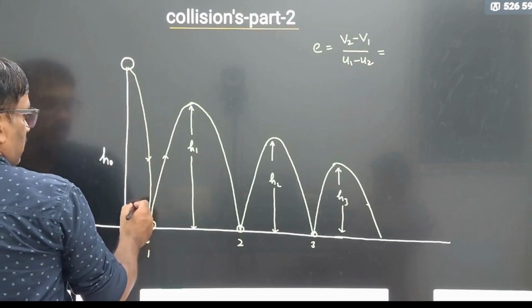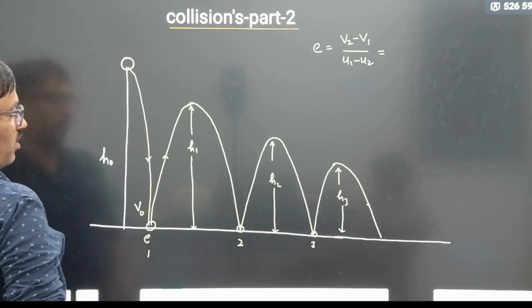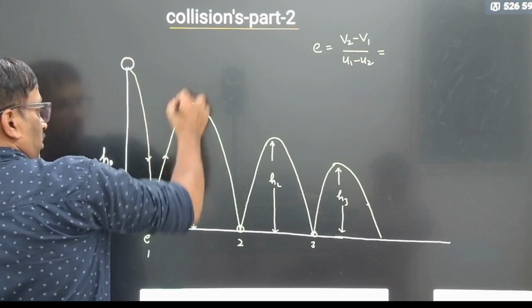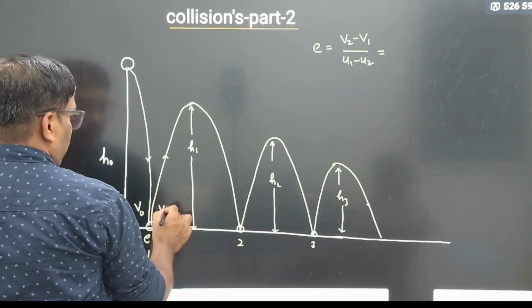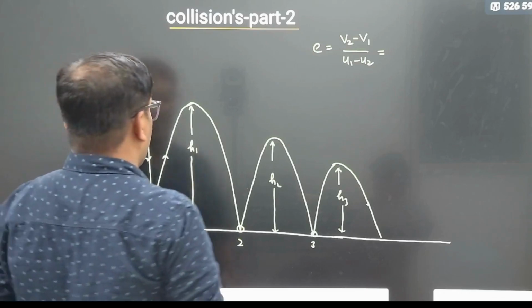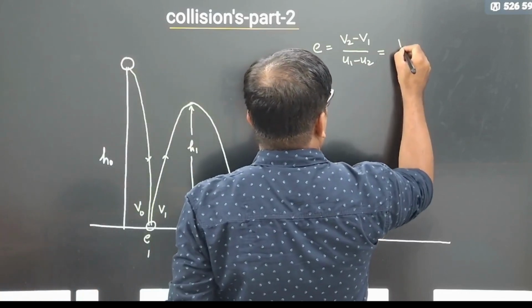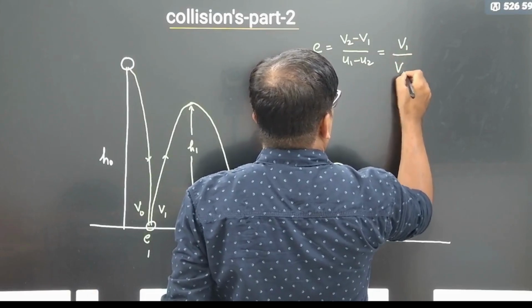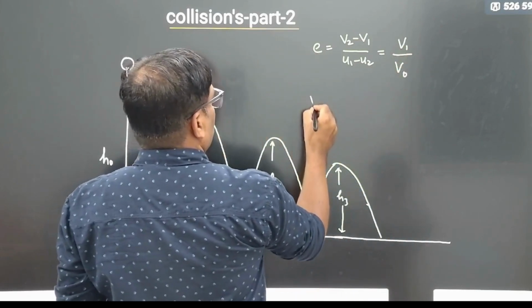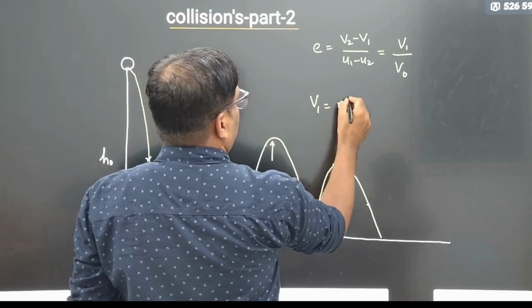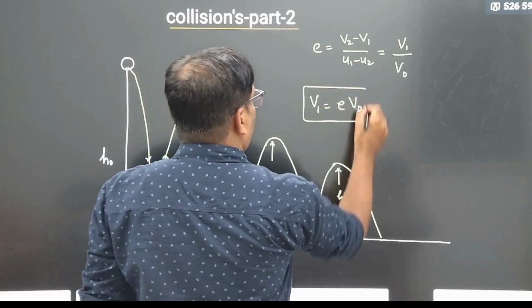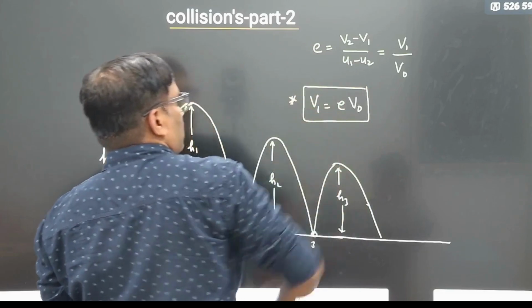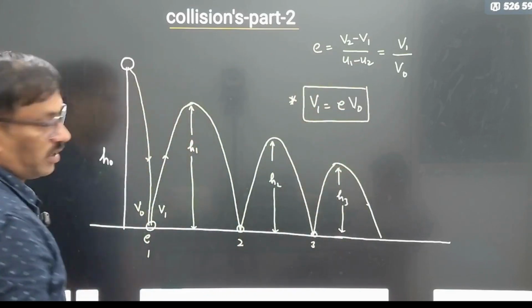Suppose v0 is the velocity of approach. Then it rebounds back, and v1 is the velocity of separation. So velocity of separation is v1 by v0, so v1 is equal to e times v0. That means after the first bounce, the velocity is e times the initial velocity.